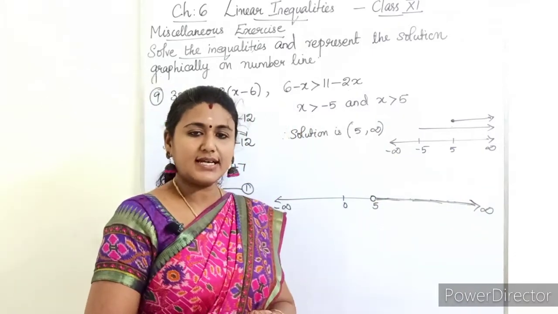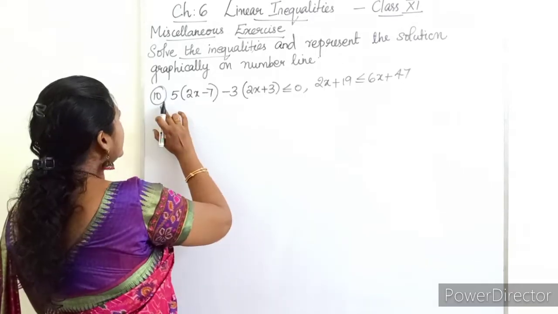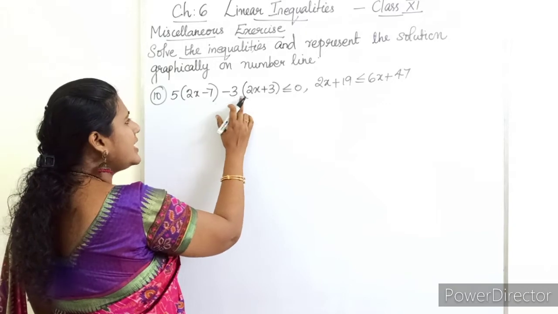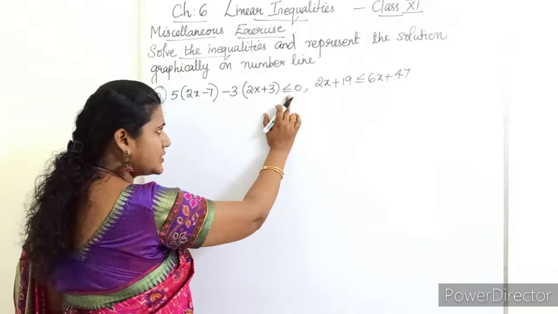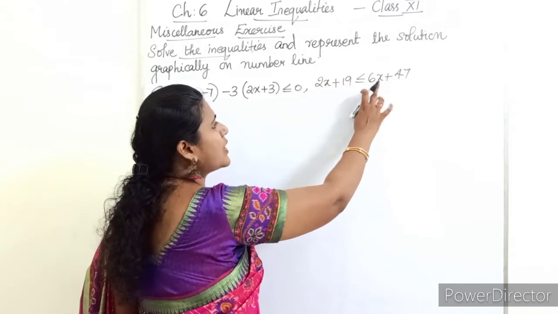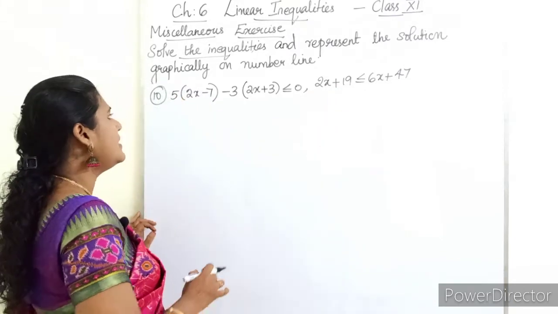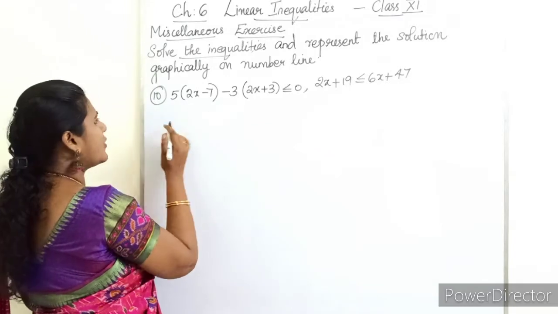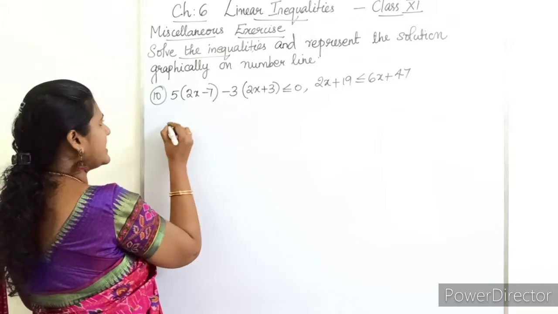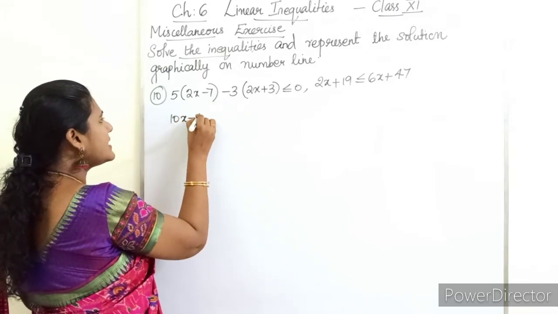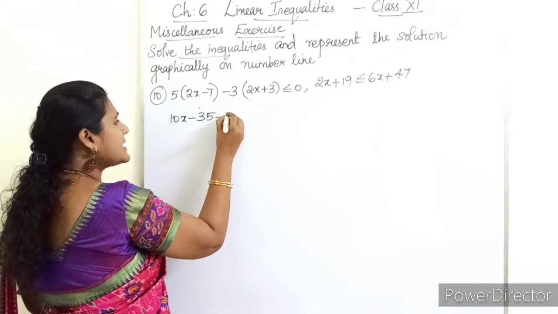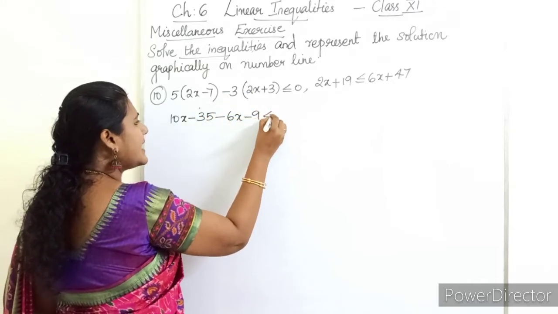Okay. Now we will see the 10th question. So question number 10: 5 into 2x minus 7 minus 3 into 2x plus 3 is less than or equal to 0. And the second inequality is 2x plus 19 less than or equal to 6x plus 47. So first we will simplify the first inequality. We will multiply each term by 5 and minus 3. So 10x minus 35. And here when you multiply by minus 3, minus 6x minus 9 less than or equal to 0.